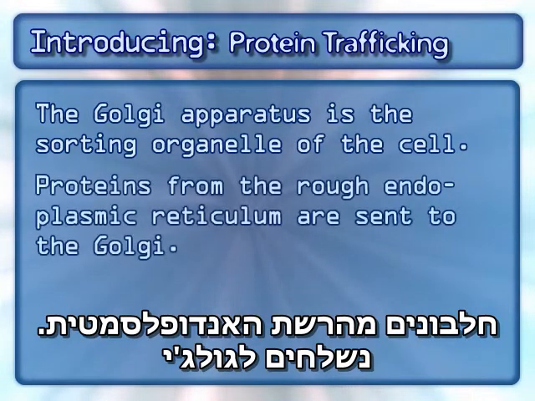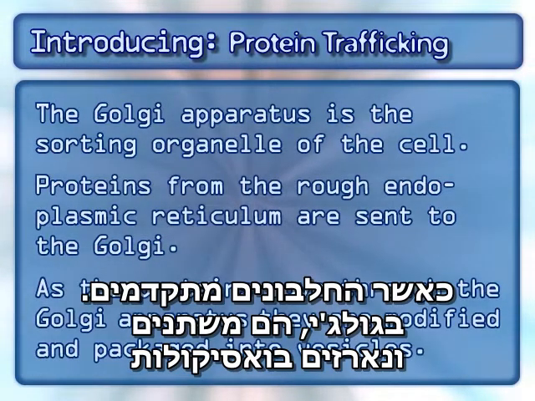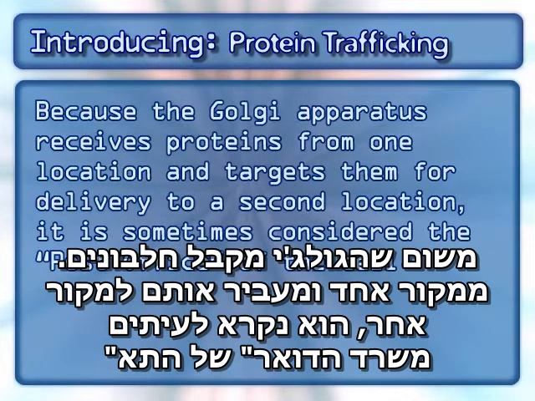Proteins from the rough endoplasmic reticulum are sent to the Golgi. As the proteins move through the Golgi apparatus, they are modified and packaged into vesicles. Because the Golgi apparatus receives proteins from one location and targets them for delivery to a second location, it is sometimes considered the post office of the cell.